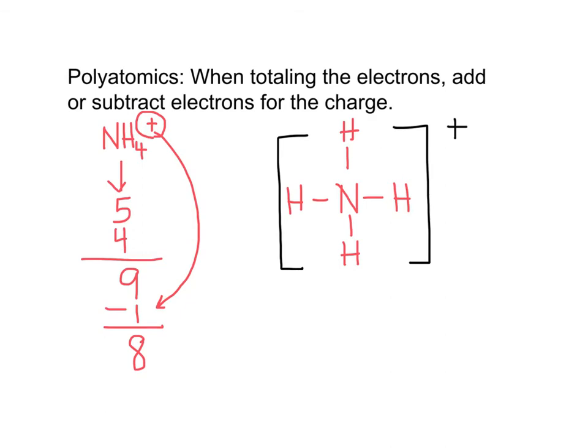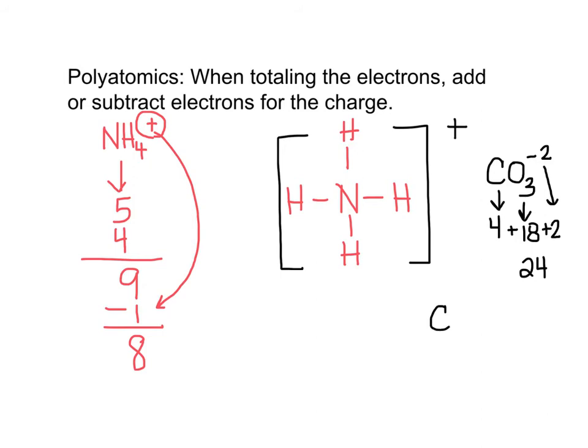We can also do this with, let's try another one. Let's do carbonate. So carbonate is CO3 with a -2 charge. So when we total up our electrons, we're going to have 4 for our carbon. Each oxygen has 6, and there's 3 of them, so that's another 18. And we're going to add to that the 2 for our extra 2 electrons. So that gives us a total of 24 electrons to place.